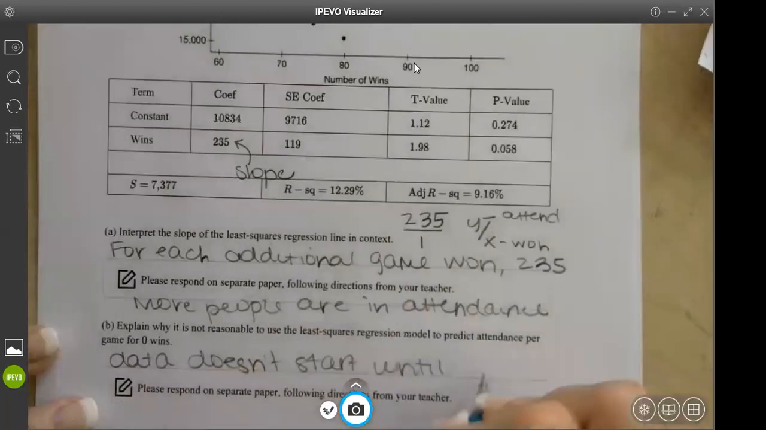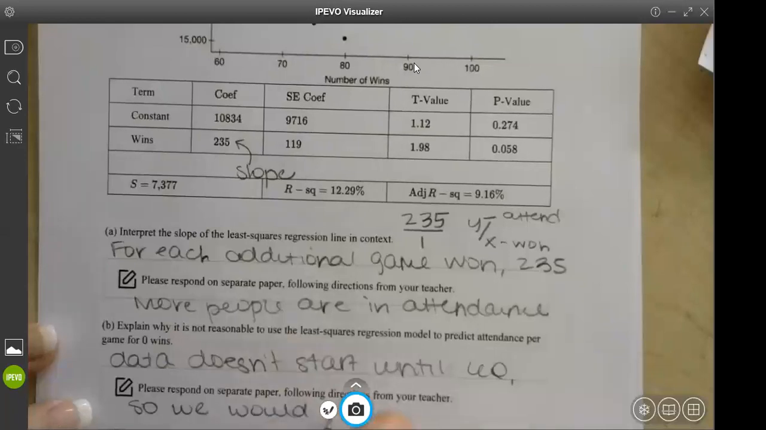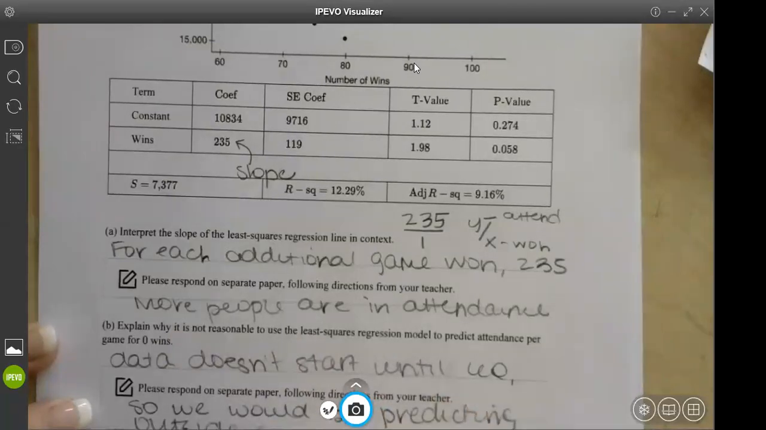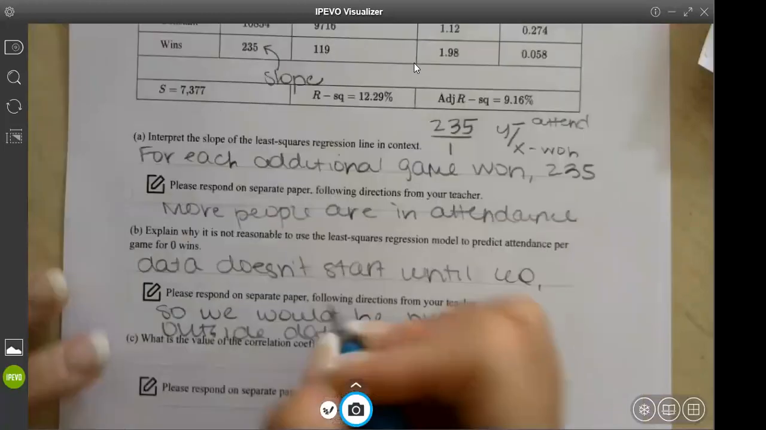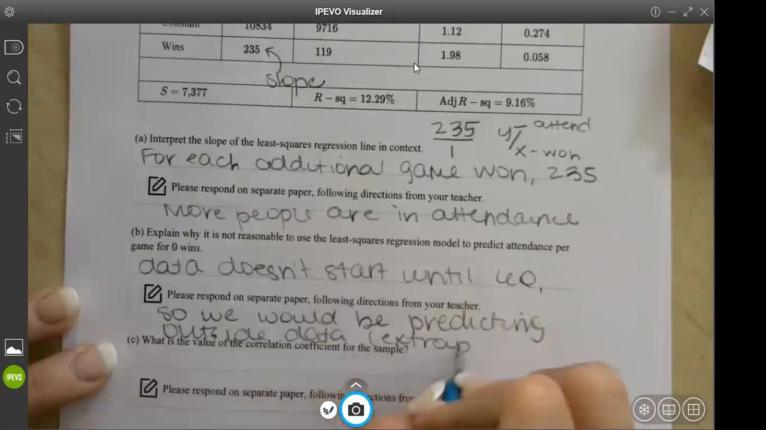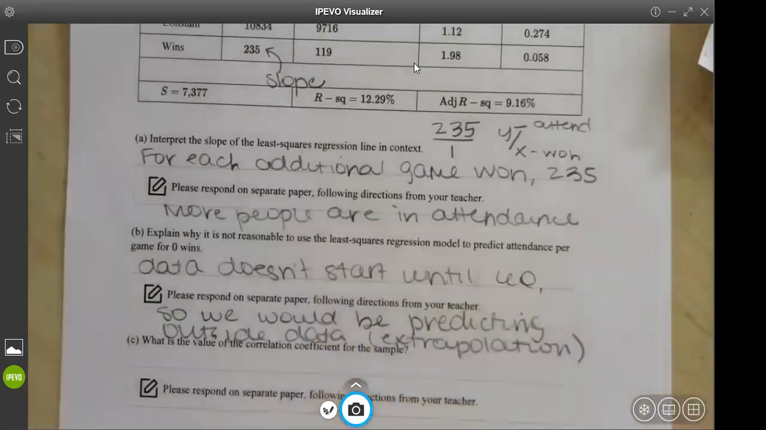Until 60. Predicting outside the data, which is called extrapolation. Very good. See, you do know. Y'all know this stuff.